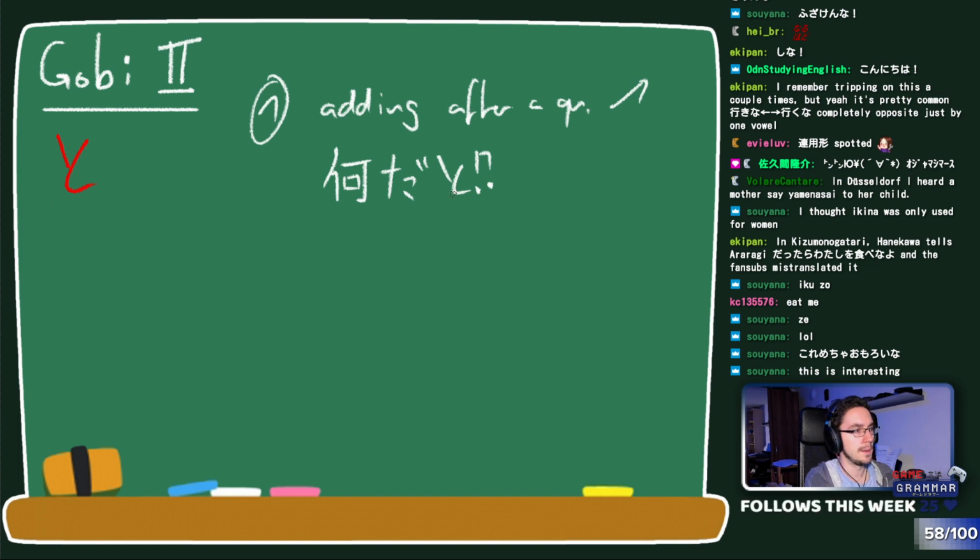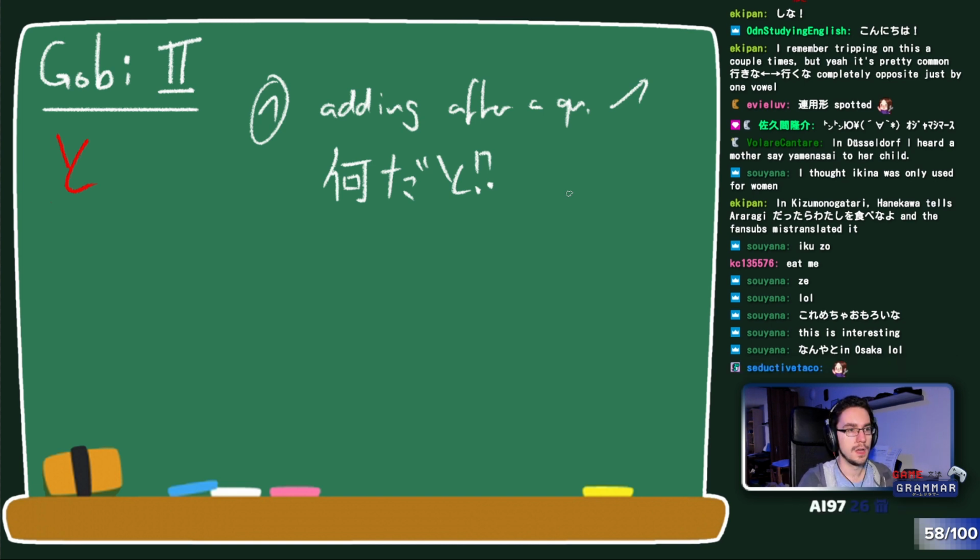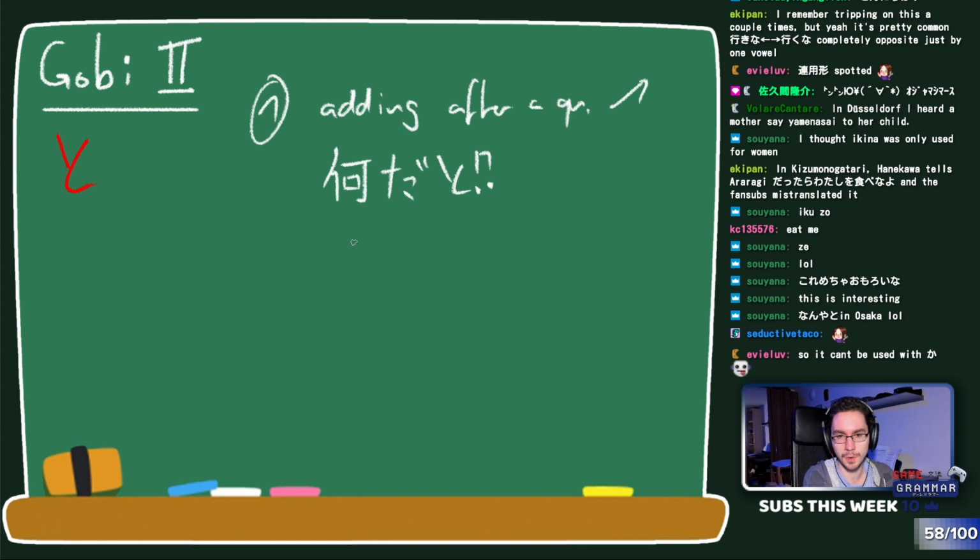You can think of to here a little bit like its quotation function. Like "what did you say?" Nandato? Like "what is it?" You can also use it like yadato? You're saying you don't want it? Like "you say no? Did you just say no?" Again, we're sort of quoting. It's kind of like using it as a quote.